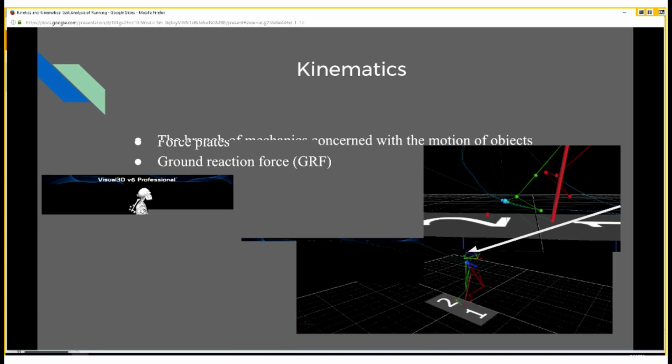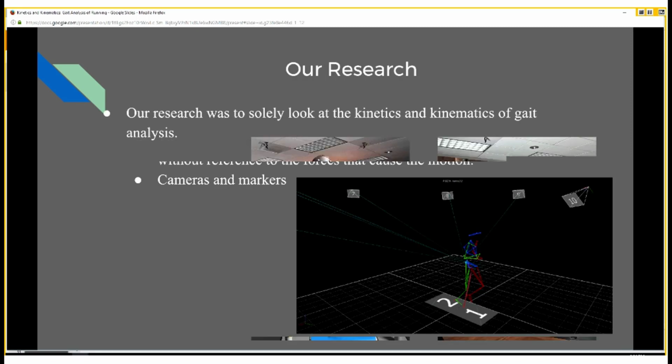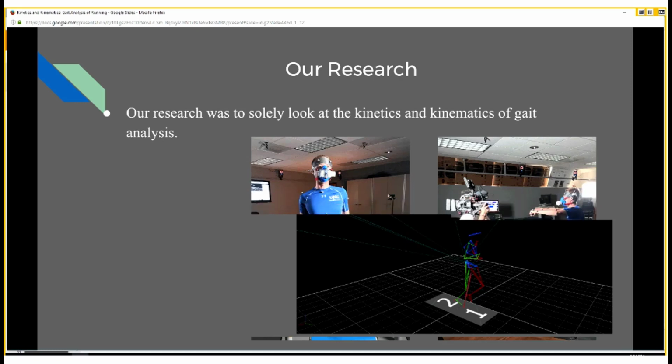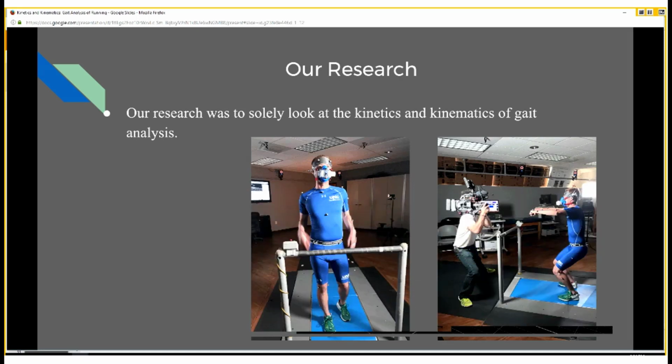And then kinematics. Kinematics is concerned with the motion of the objects, where they are in space. For this, we use cameras and retroreflective markers, which we also talk about later. Okay, so in our research, we're trying to understand the kinetics and kinematics of gait analysis while someone is running.